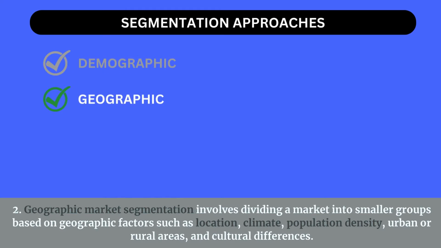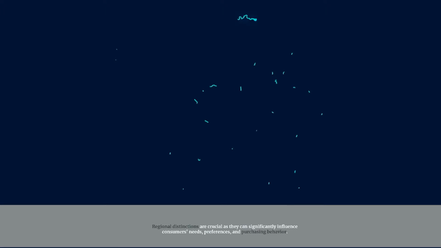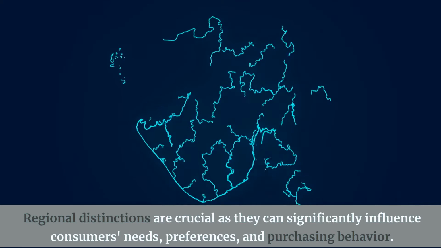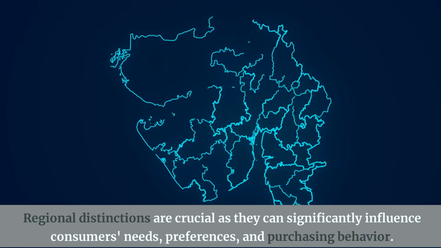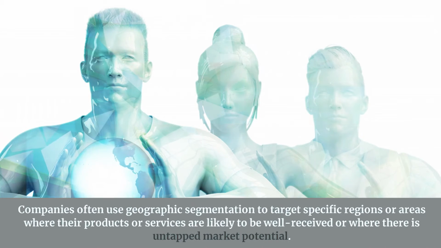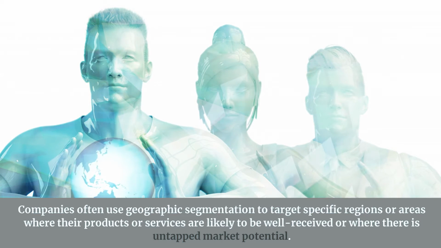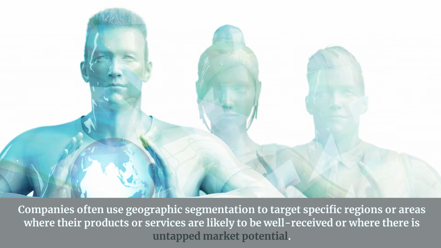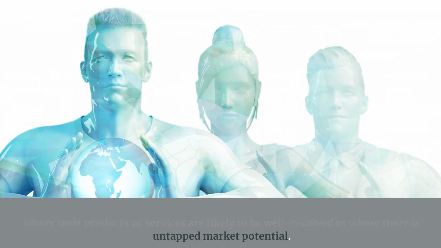2. Geographic market segmentation involves dividing a market into smaller groups based on geographic factors such as location, climate, population density, urban or rural areas, and cultural differences. Regional distinctions are crucial as they can significantly influence consumers' needs, preferences, and purchasing behavior. Companies often use geographic segmentation to target specific regions or areas where their products or services are likely to be well received or where there is untapped market potential.